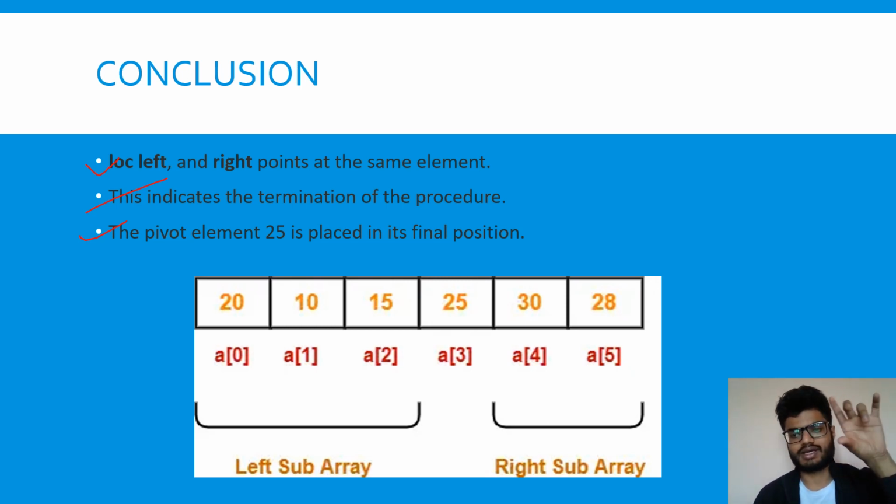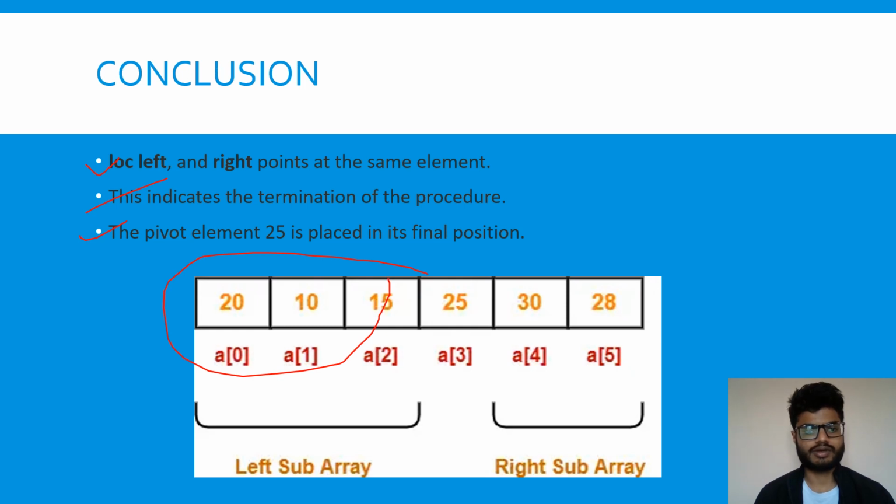Now 25 has come to its proper position, A of 3, and as you can notice here, the elements to the left of 25 are smaller than 25, and the right subarray is greater than 25. Again, we will apply quicksort to this subarray and arrange it in ascending order, and we will copy paste here also.